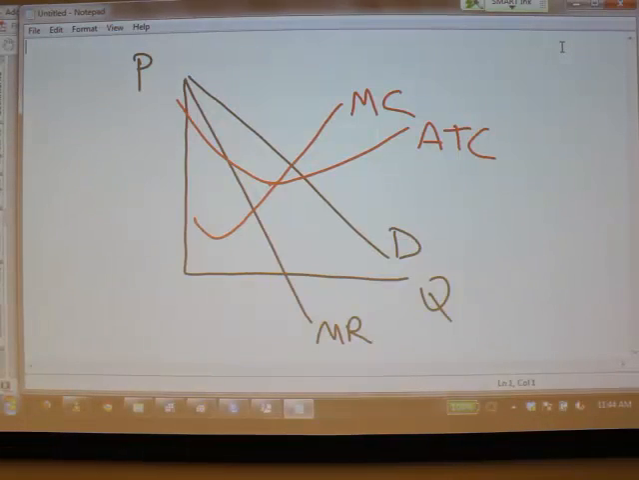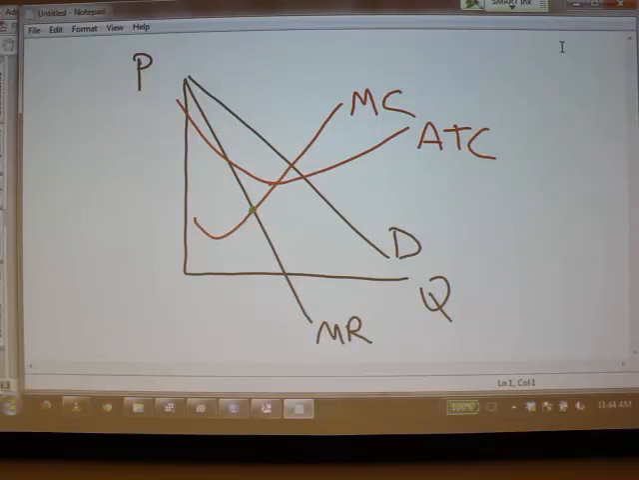Determine what quantity the monopolist will produce. What quantity is that? The quantity where marginal revenue and marginal cost intersect. In other words, this Q star is the optimal quantity. Now what price should it charge? The answer is whatever people are willing to pay. And so we go up from this Q star until we hit the demand curve and then go over. We can charge this price P star.